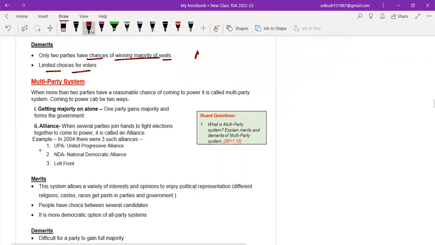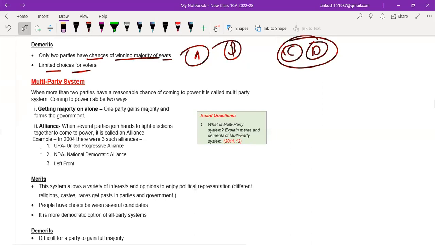Yes, suppose A and B, these two parties are only there, and other parties exist, but they are negligible in the sense that they don't have that much majority and that many followers. So these two parties have tough competition between them, and there is only a chance for one party to win the election. Got it? This is the demerit of such a party system, that is called the two party system.